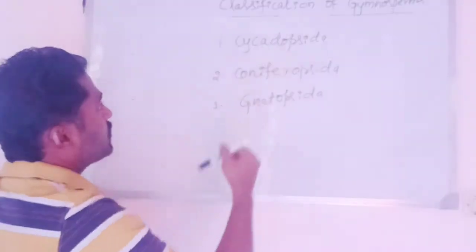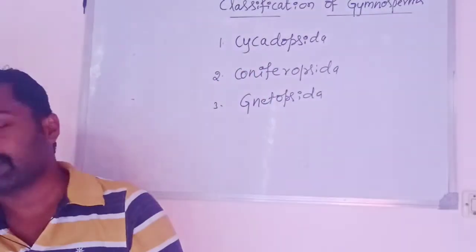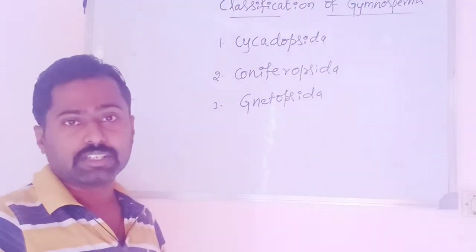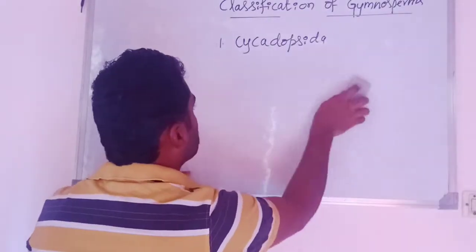So, let us begin with the first one, that is the Cycadopsida. Cycadopsida, Coniferopsida, and Gnetopsida are the three different groups in the gymnosperms. So the first one, Cycadopsida.